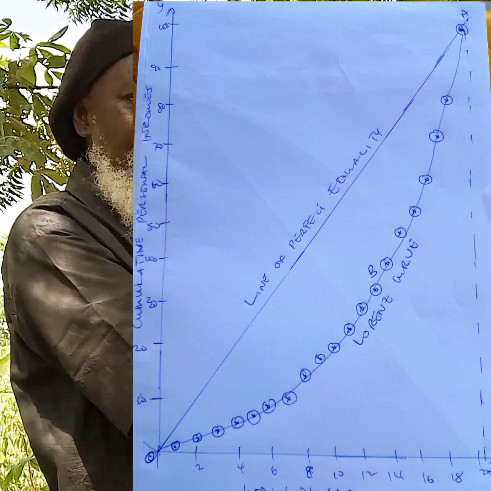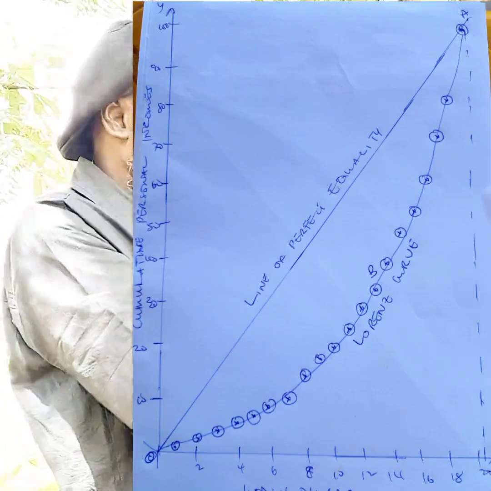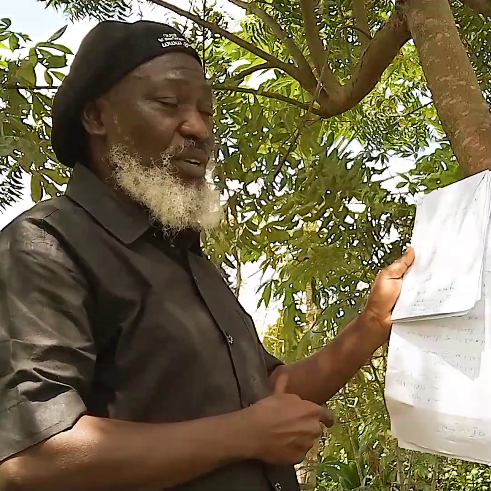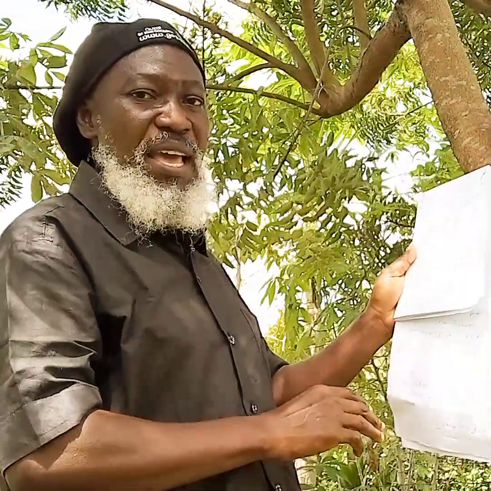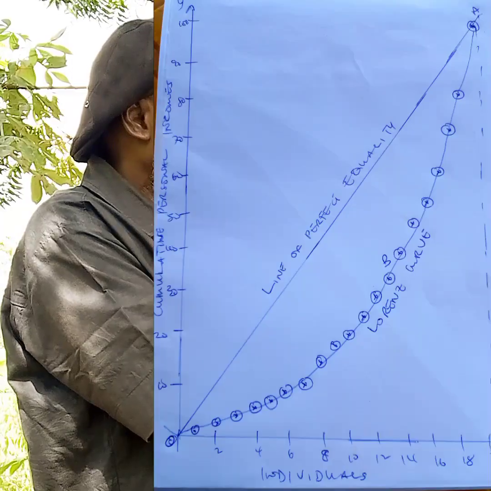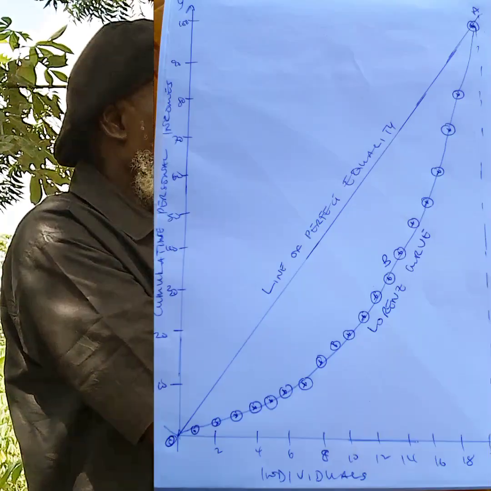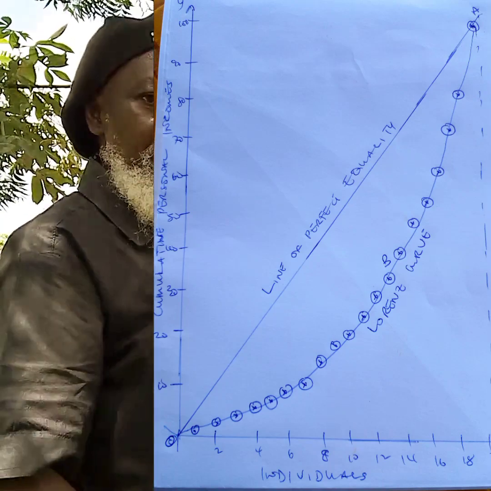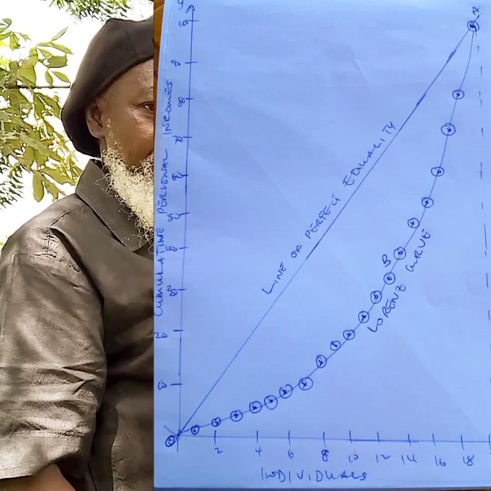So you put it on the graph sheet, then you draw the line in between the two, the vertical, and that's the diagonal line, the perfect diagonal. That's the line of perfect equality, where everything is perfect when it comes to equality. However, when you start plotting the cumulative number of persons and the cumulative income, it's a curve. That is the cumulative income curve.